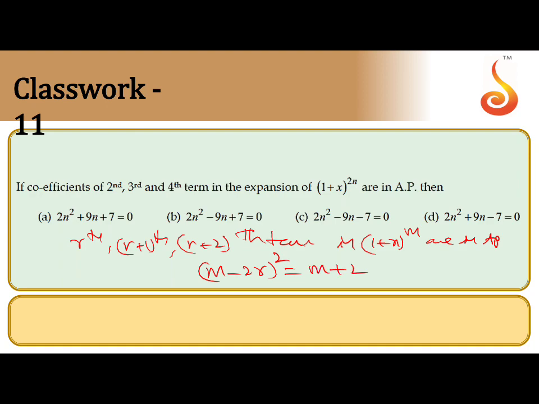Normal solving is a very long process, so you have to remember this as a formula. The rth, (r+1)th and (r+2)th are consecutive terms in the expansion of (1 + x) whole power m in AP, then (m - 2r) whole square equals m + 2. Here m is the power of the exponent, that is 2n in this question. Here r is the starting term, so r equals 2. Substitute this value in the condition. I will solve the remaining part on the next page.